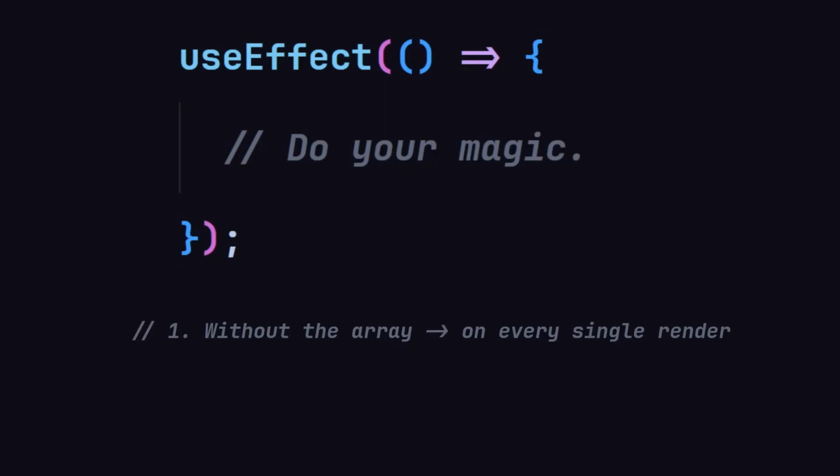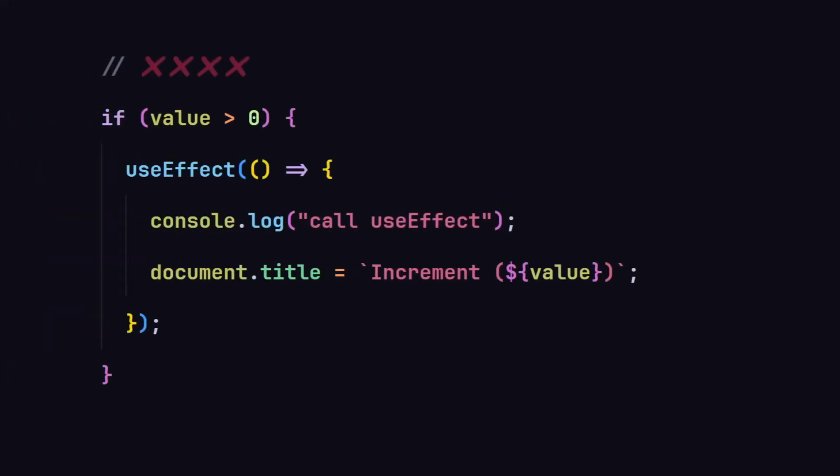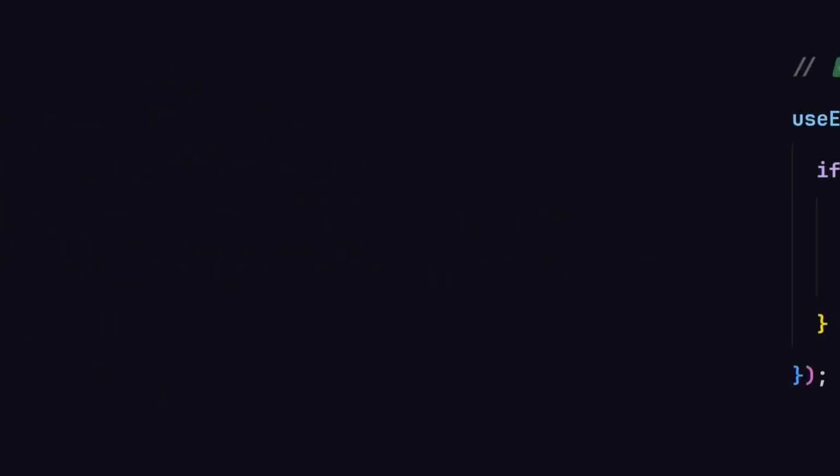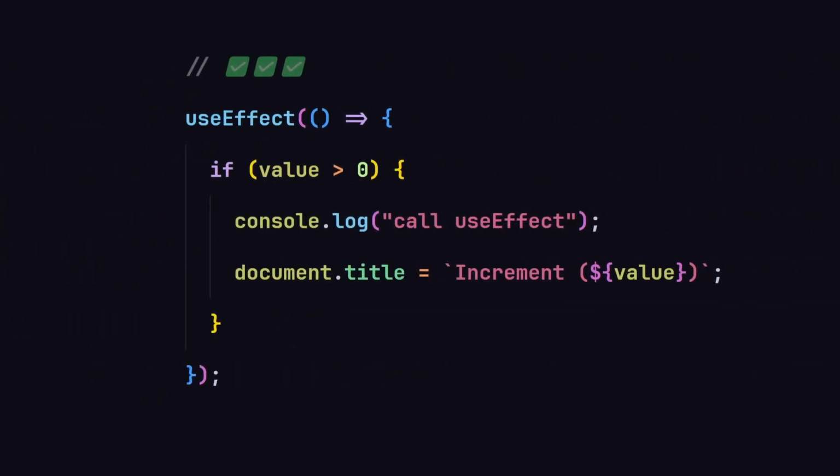Whenever we don't specify the dependency array, the callback function which we are providing inside our useEffect will be fired on every single render. Next, let's talk about useEffect with conditionals. You cannot wrap your hook inside a conditional statement. If you want to use a conditional statement, you're going to have to use it inside the useEffect hook. Okay, so also keep that in mind.